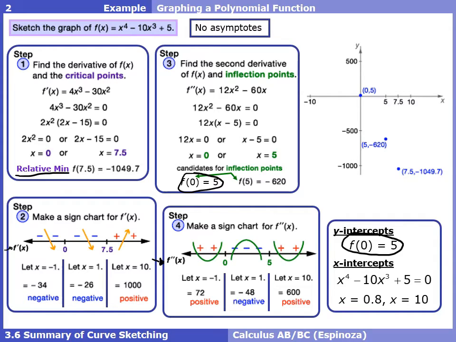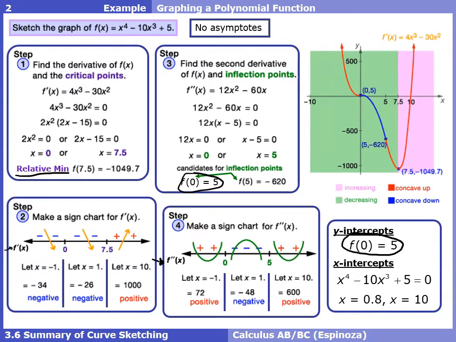We have another point we can graph, 5, negative 620, which is another inflection point, and then we found our relative min is 7.5, comma, negative 1049.7. So let's go ahead and take a look at each of the regions of this graph. To the left of 0, we know our graph was decreasing if you look at the sign chart for the first derivative. But if you look at the sign chart for the second derivative, that was supposed to be concave up, which you can see clearly right there.